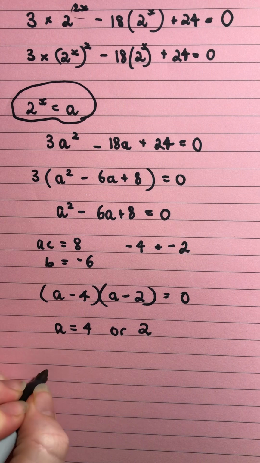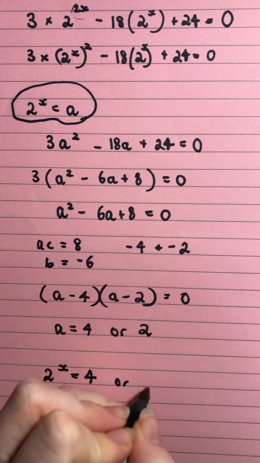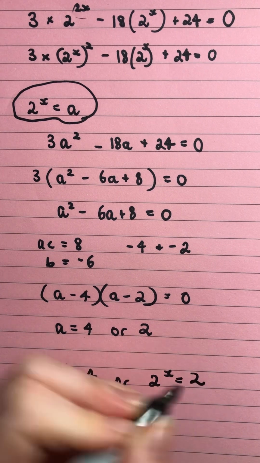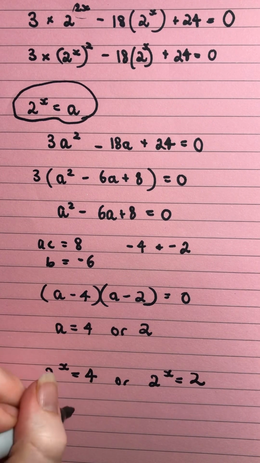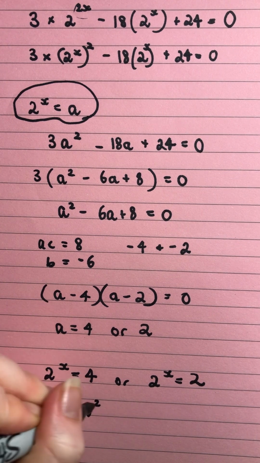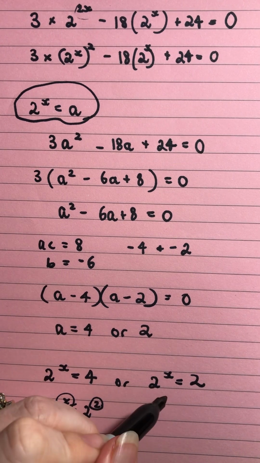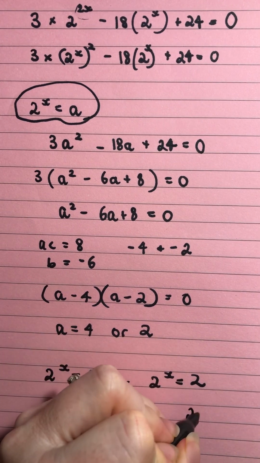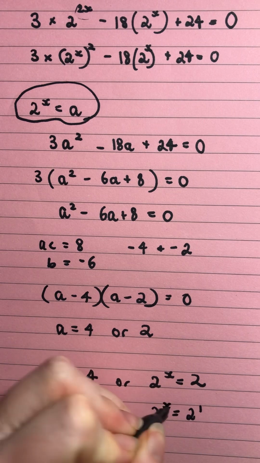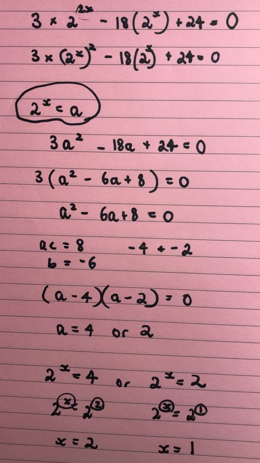I can then write this and say 2 to the x must equal 4, or 2 to the x must equal 2. Now in this case, I can write my 4 as a power of 2, because that's 2 squared. And then equating my indices, I would get x is equal to 2. Over here, I can write that as 2 to the power of 1. I can then equate the indices there and say that x is equal to 1.